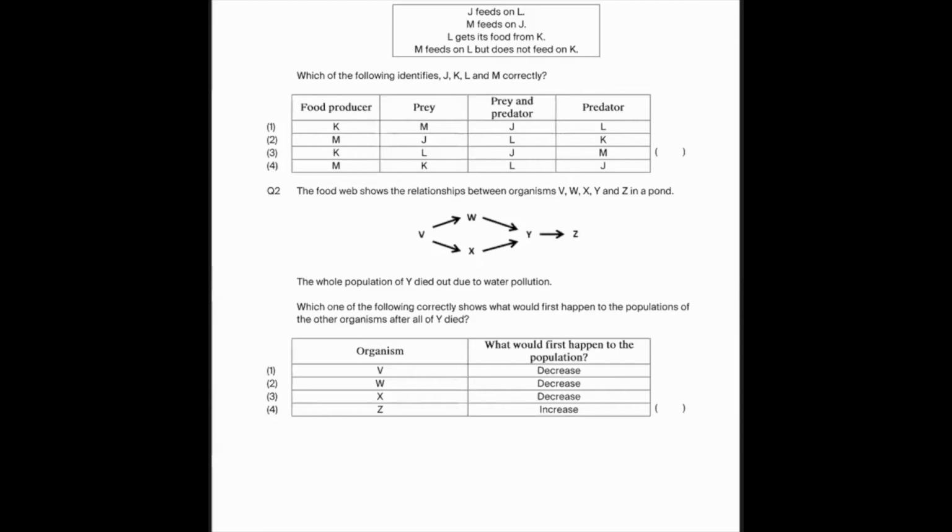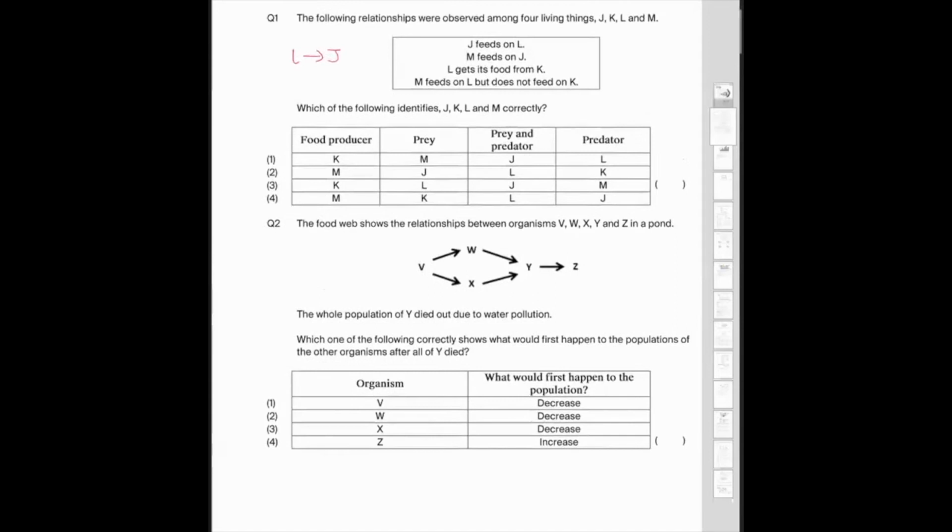For question 1, it's important to actually come up with your food web, right? So based on the 4 sentences, you need to draw your food web. J fits on L, so you have to start by L going to J. And then M fits on J, so J will go to M. So you settle the first 2 sentences already.